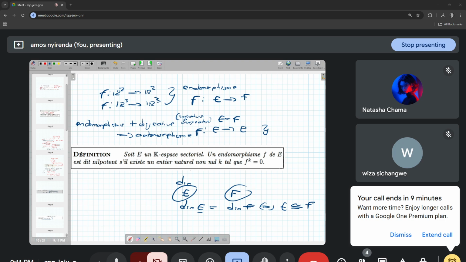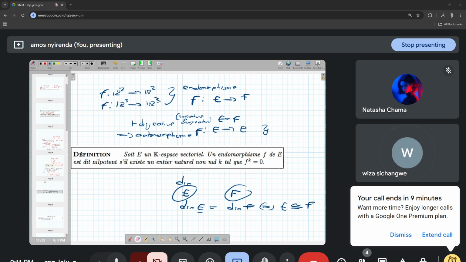Automorphism is an isomorphism that is bijective. Isomorphism that is bijective. Okay, is it clear? Yeah, it's clear. I get the difference now.